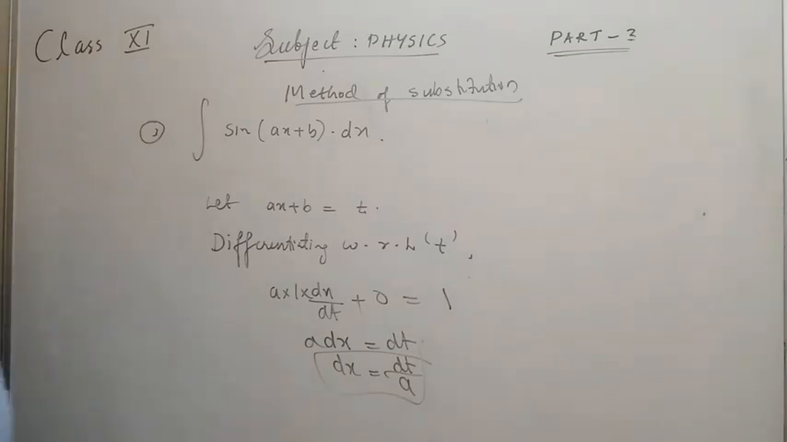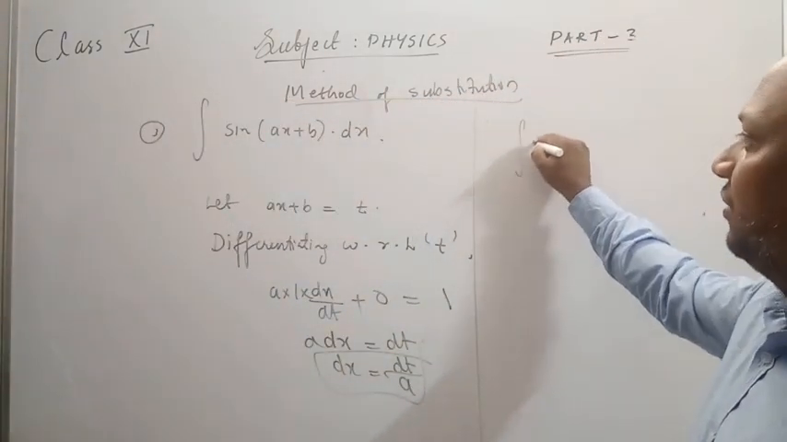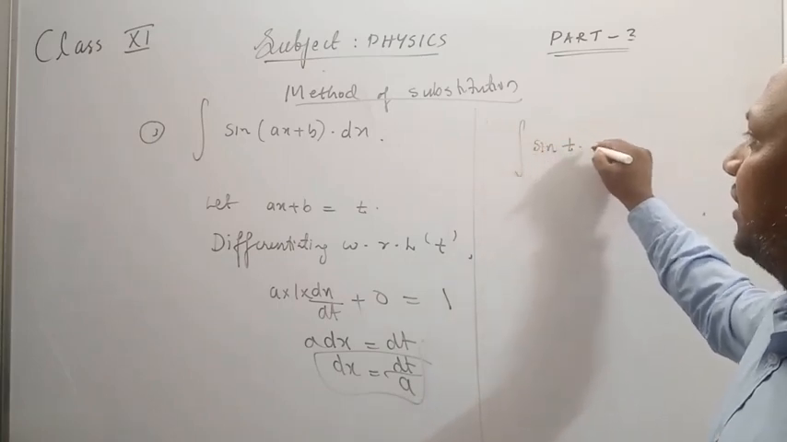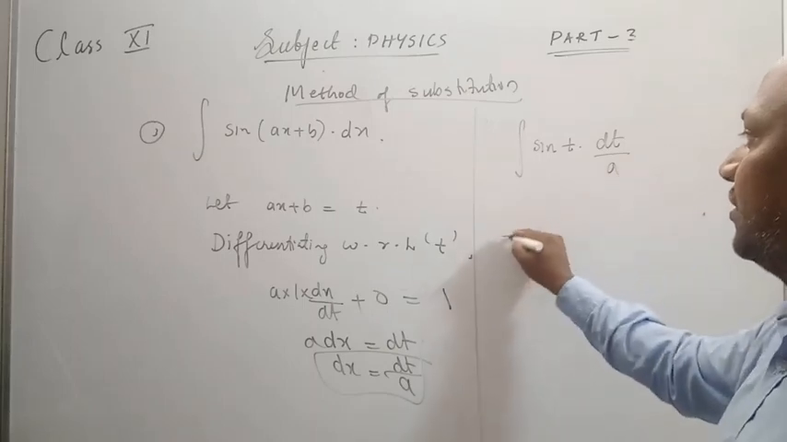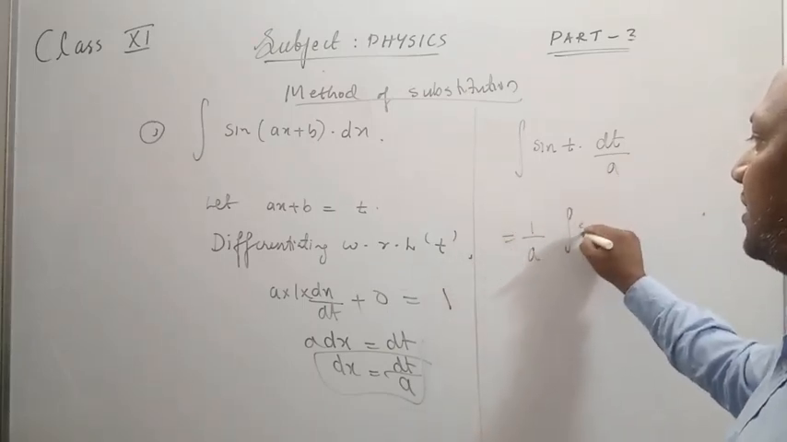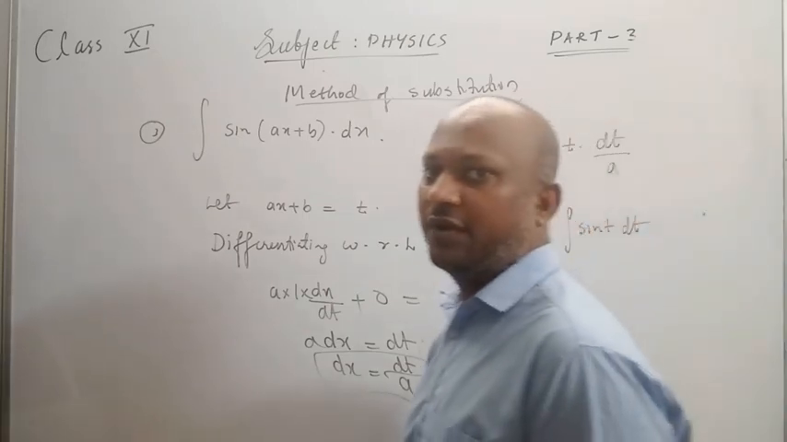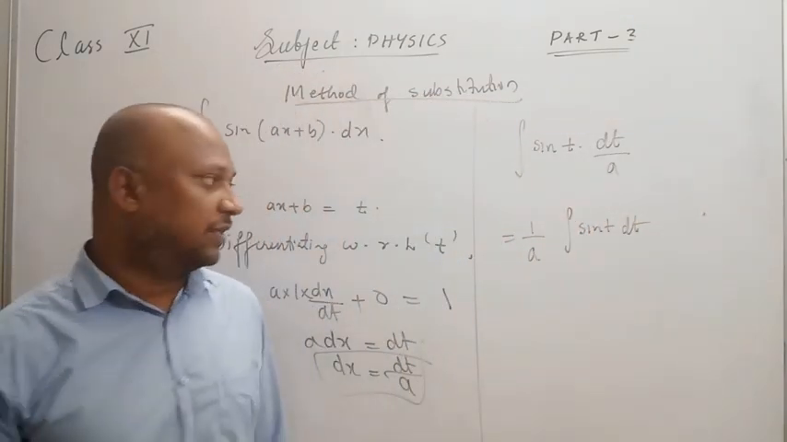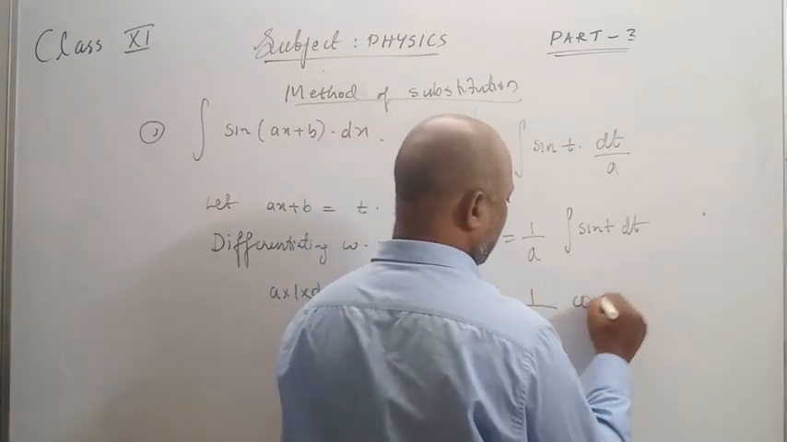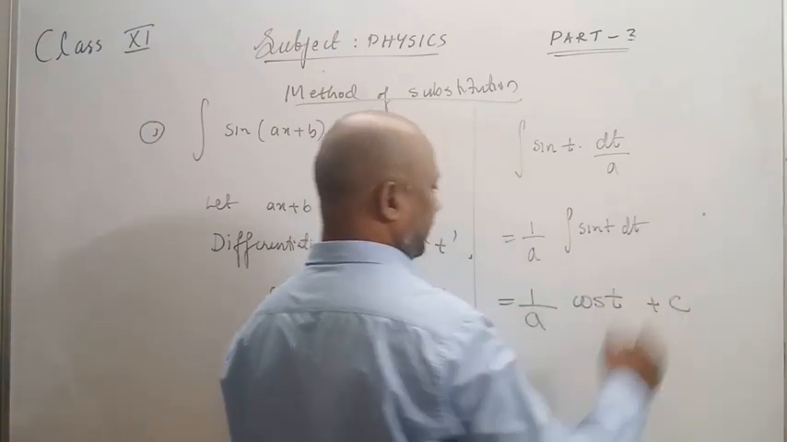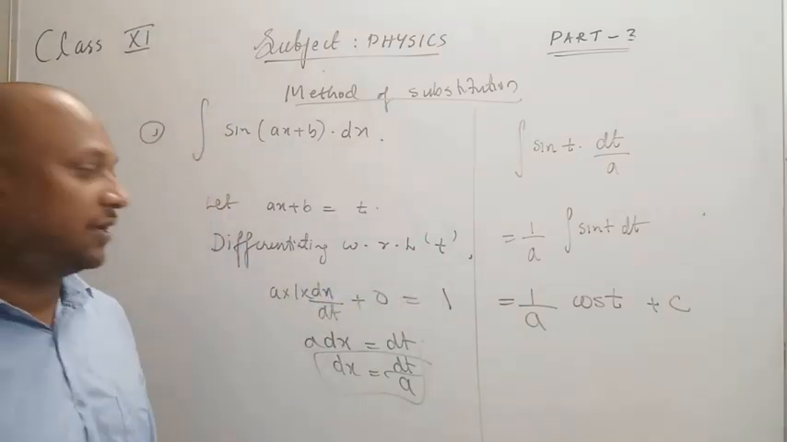So this integration becomes integration of sin t dx. Instead of dx I can write dt by a. So 1 upon a into integration sin t dt. This integration is very simple because now we have pure variables. The integration of sin is minus cos. If there are no limits, then you can simply write plus c.